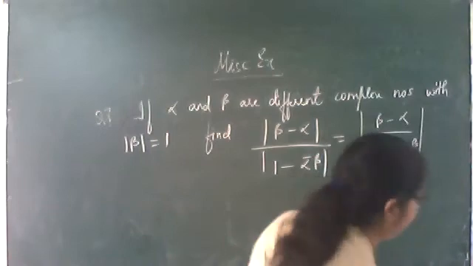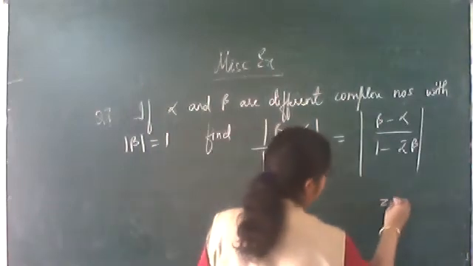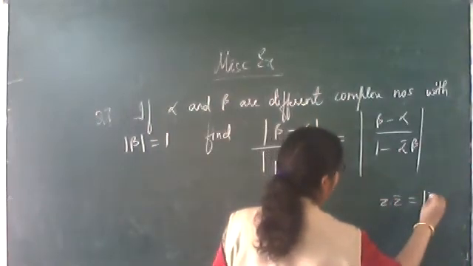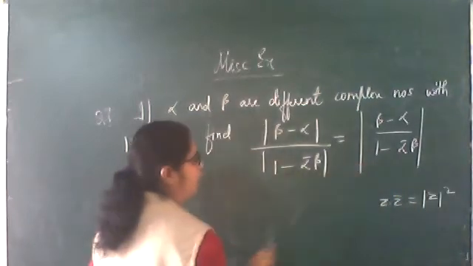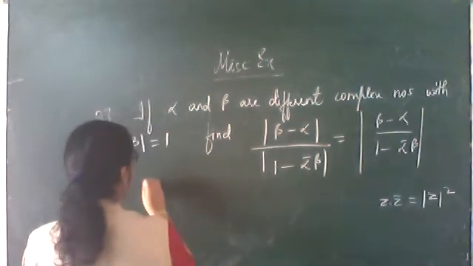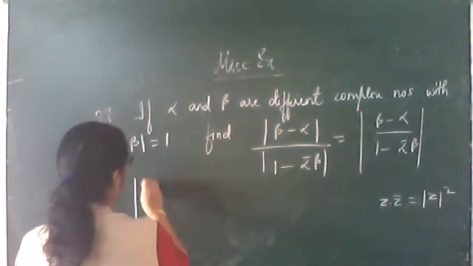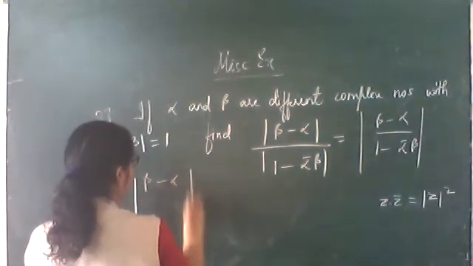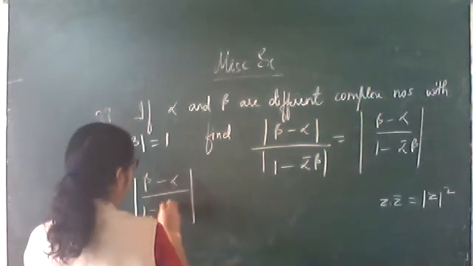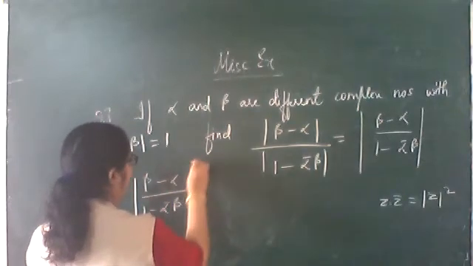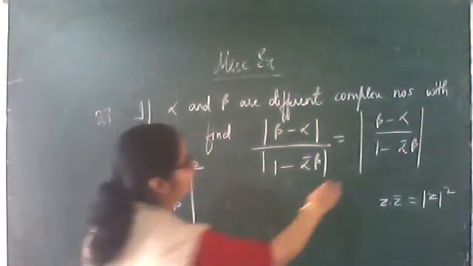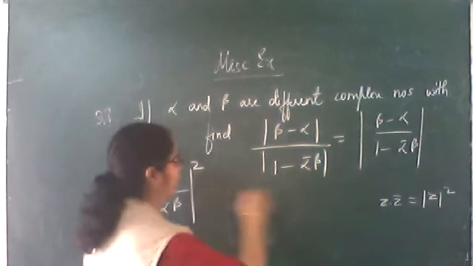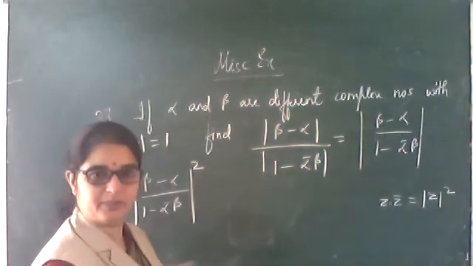Now what we have studied from here is z into z conjugate is equal to modulus of z whole square. So we will take this quantity whole square. So what we will have? Modulus of (beta minus alpha) upon (1 minus alpha conjugate beta), whole square. If I make it as whole square, we have to find the value of this. So if we get the value of the square, we can get the value of this particular thing.